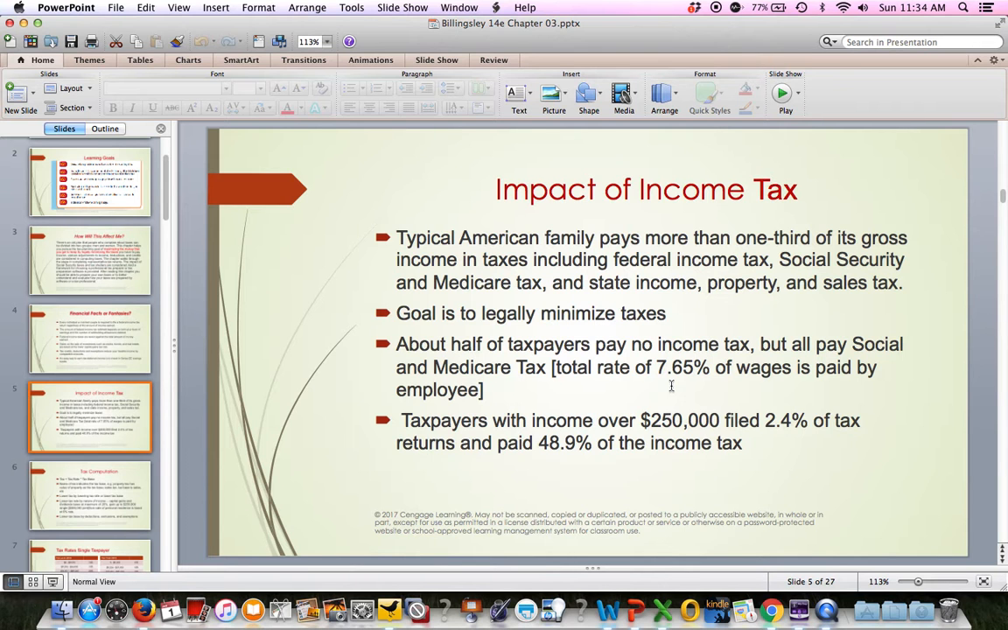So the bottom point: taxpayers with income over $250,000 filed only 2.4% of all tax returns. However, they paid darn near half of all tax, 48.9%. So think about that. Almost half pay no tax at all, and 2.4% of filers paid 48.9% of tax. So just something to ponder and think about.